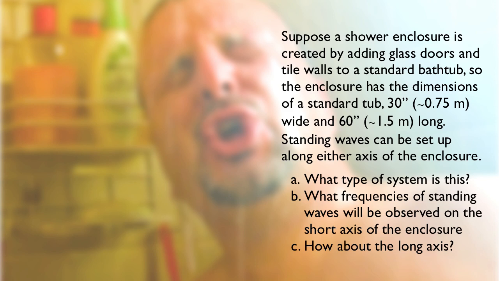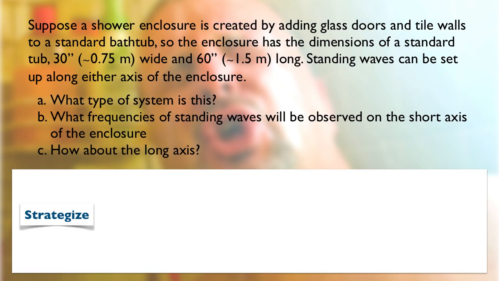Okay, so suppose you make a shower enclosure by adding glass doors and tile walls to a standard bathtub. And so you end up with an enclosure that is 30 inches wide, or 0.75 meters, and 60 inches, or about 1.5 meters long. And you can set up standing waves inside the enclosure. Let's look at what frequencies of standing waves we're going to get on the short axis and on the long axis.